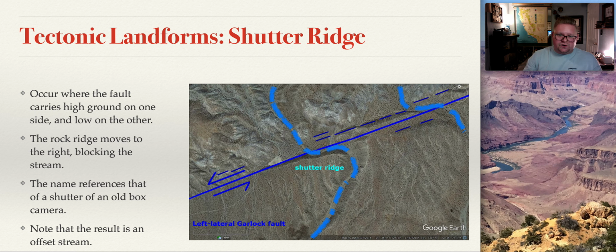The name Shutter Ridge, which I thought was kind of interesting, actually originates from the old cameras that had the shutter that would open to let the exposure in. That's where the name came from, because it actually shuttered, just like a quick slide, like a camera opening up its aperture. So that's a shutter ridge.